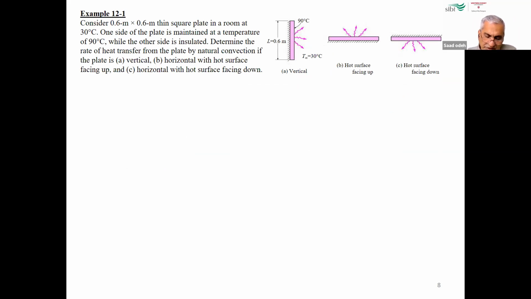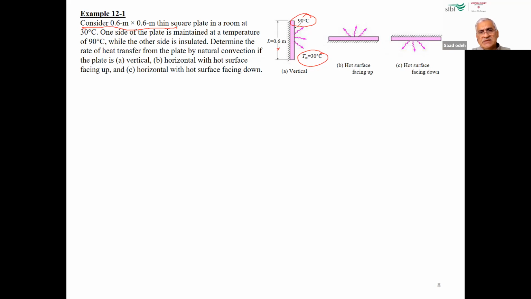This is a natural convection problem, and we are given the dimensions of the plate. The height is 0.6 and the width is 0.6, so it's like a square plate. This plate is at a temperature of 90 Celsius, so the plate is hot. We put this plate in a room. The room temperature is 30 Celsius.